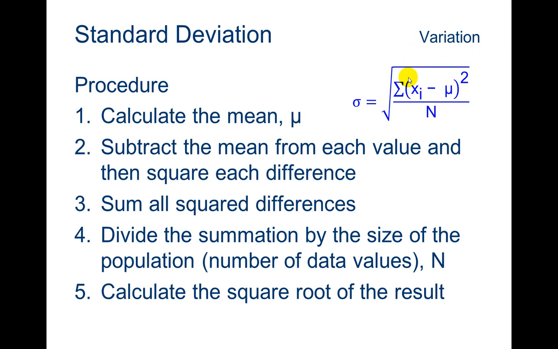That's step 3. After I have them all added together, we go to step 4, and I'm going to divide the summation by the number of values that I had. So then I take all that stuff that I just added up and I divide by however many points I had. And finally, your last step to calculate the standard deviation is take the square root of that number.